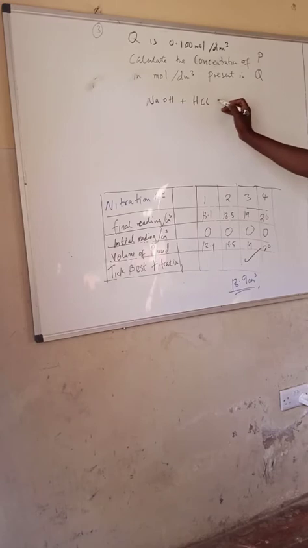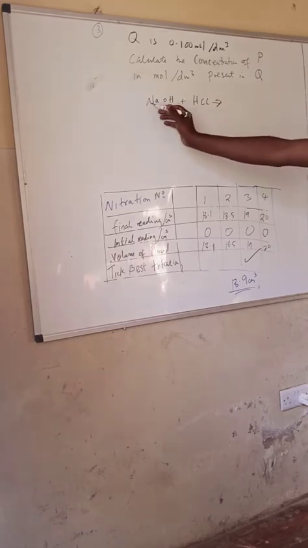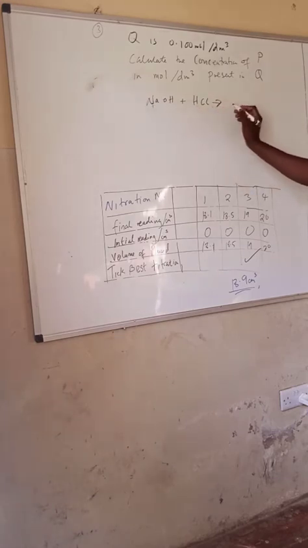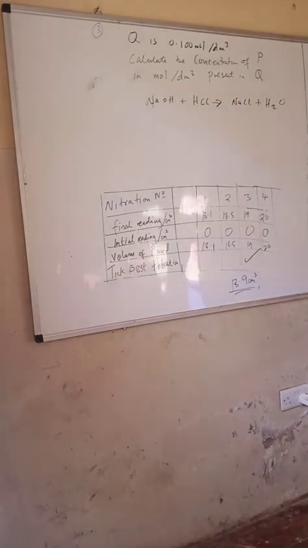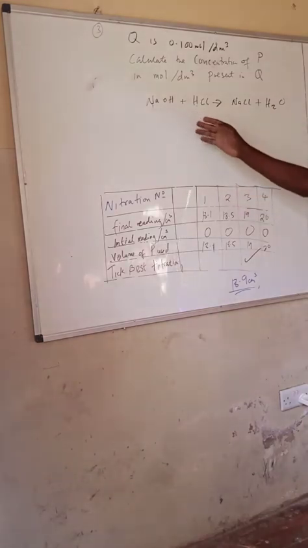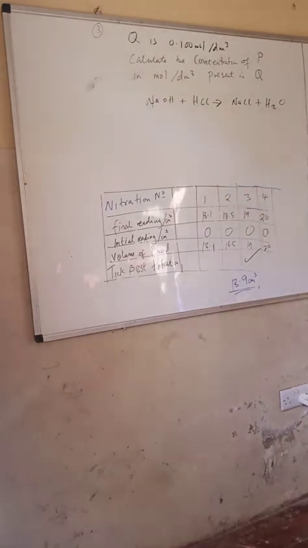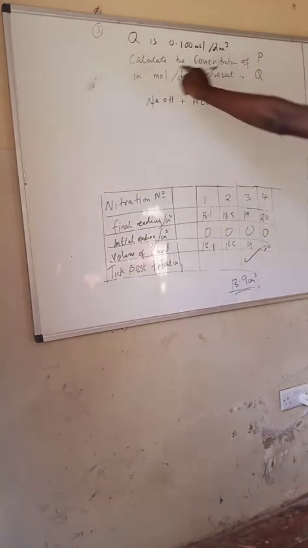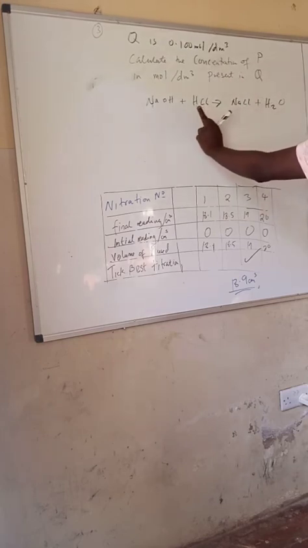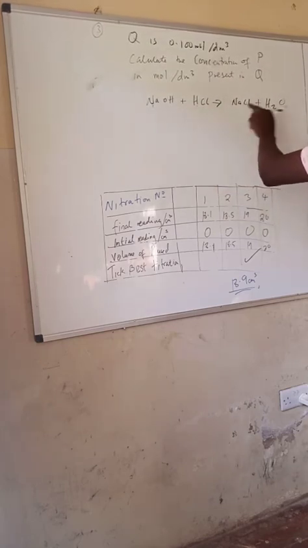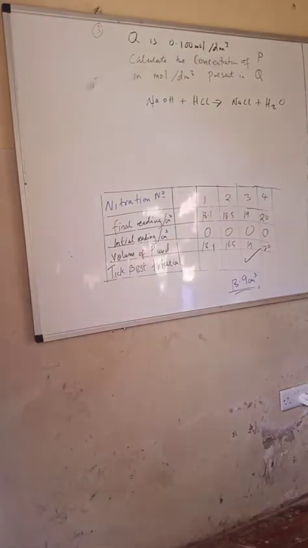What is it going to give us? I taught you how to do this. This one comes here, this one comes out. It will be sodium chloride plus water. Don't say I did not teach you. Remember I explained how to deal with these equations. I said you're going to use that knowledge later. This is where you apply it. You are combining Q, which is sodium hydroxide, and P, which is hydrochloric acid, to form sodium chloride. And then you balance the equation.